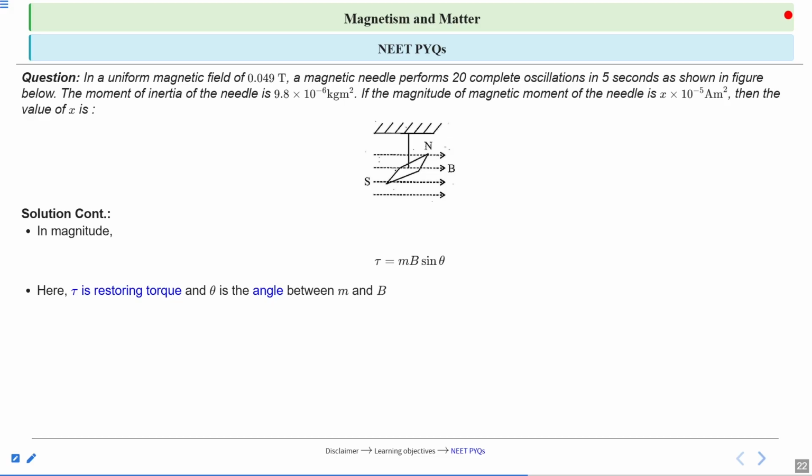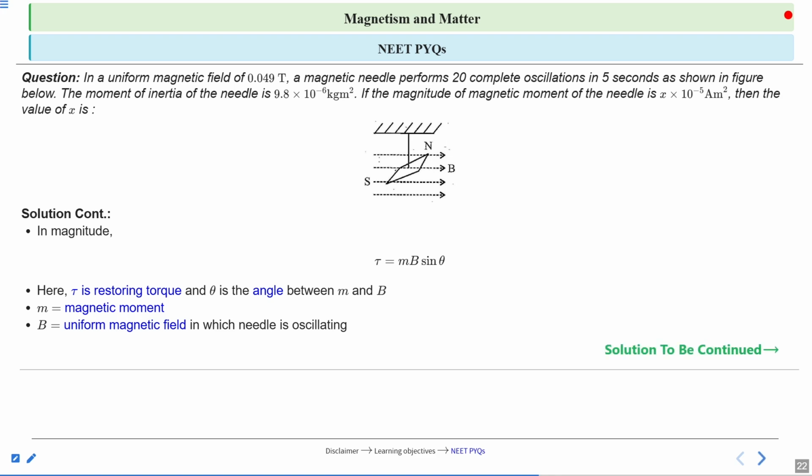So we have given the external torque, which is the deflecting torque. We have deflected this needle from its equilibrium position, due to which it starts oscillating. Okay, and tau is the restoring torque, which tends to align the magnet or needle again in the direction of the magnetic field. So we are producing the deflecting torque, and tau is the restoring torque, and theta is the angle between m and B. Here m is the magnetic moment, and B is the uniform magnetic field in which the needle is oscillating.